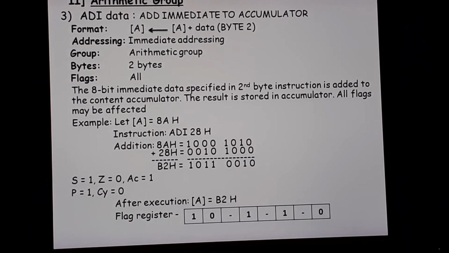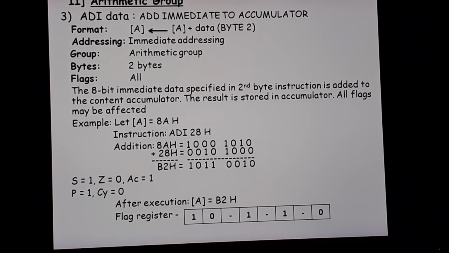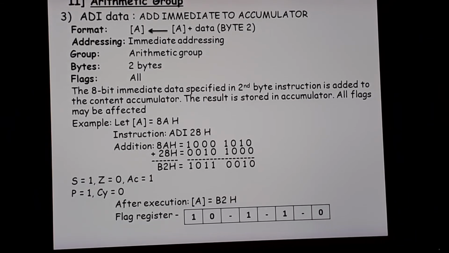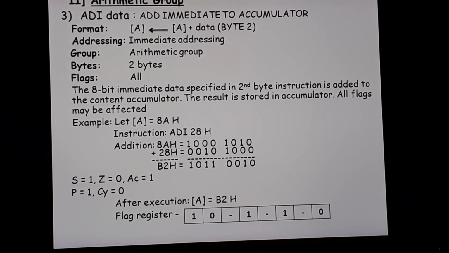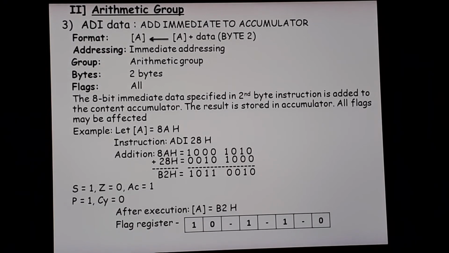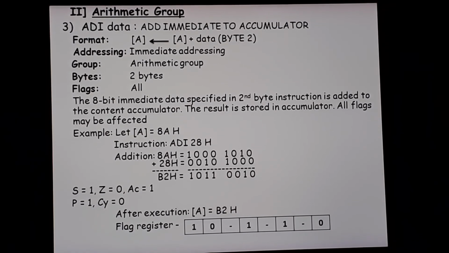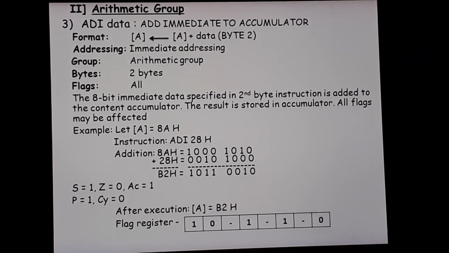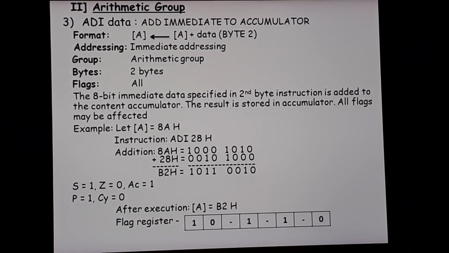Do not copy, just take down the data and try it by yourself. Why? Because if you copy, you will not understand any of the programs later. So these instructions are very important, that I'm telling. B2H is the answer that I got for the addition of these two numbers, that is 8AH and 28H. And after this you need to mention the flags.